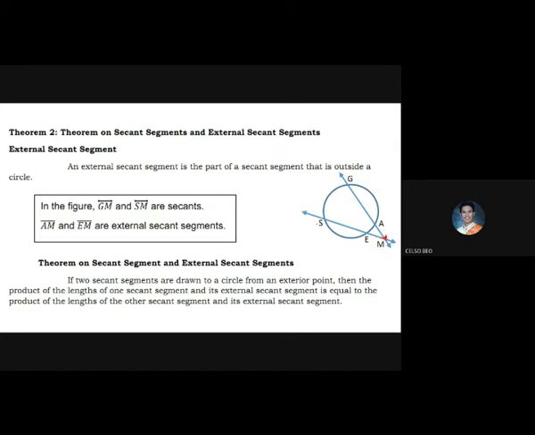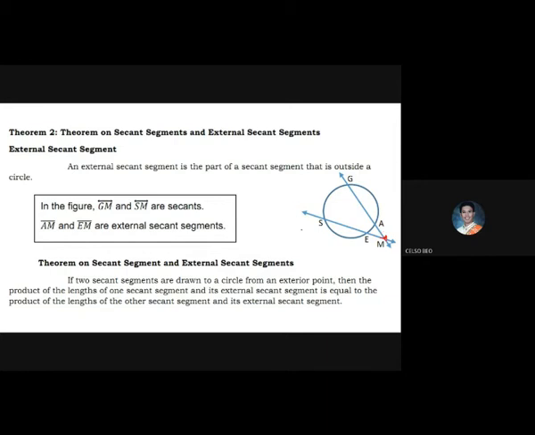So in this figure, we have a secant SM and secant GM. AM and EM are what we call the external secant segments. Now, from this theorem, if two secant segments are drawn to the circle from its exterior point, then the product of the length of one secant segment and its external secant segment is equal to the product of the length of the other secant segment and its external secant segment. How is that? The product of the secant segment means the whole, and the external secant segment is the extension going outside.